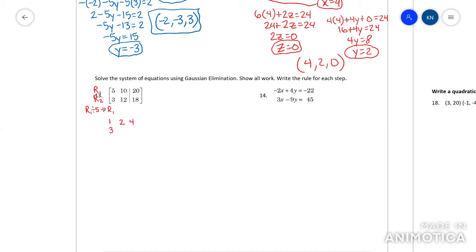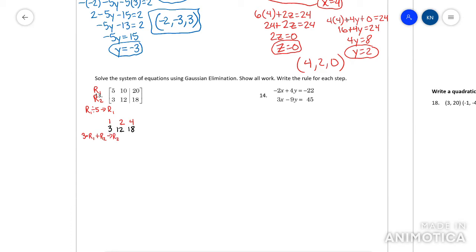Now row 2 did not change. Okay, row 2 did not change. All right, the next thing I'm going to do is I need to get this 3 right here. I need that to be a 0. So what if this said -3 right here? Then I could just add it, right? So it's row 1 times -3, then added to row 2, and I write it in the row 2 spot. So that's going to look like this.